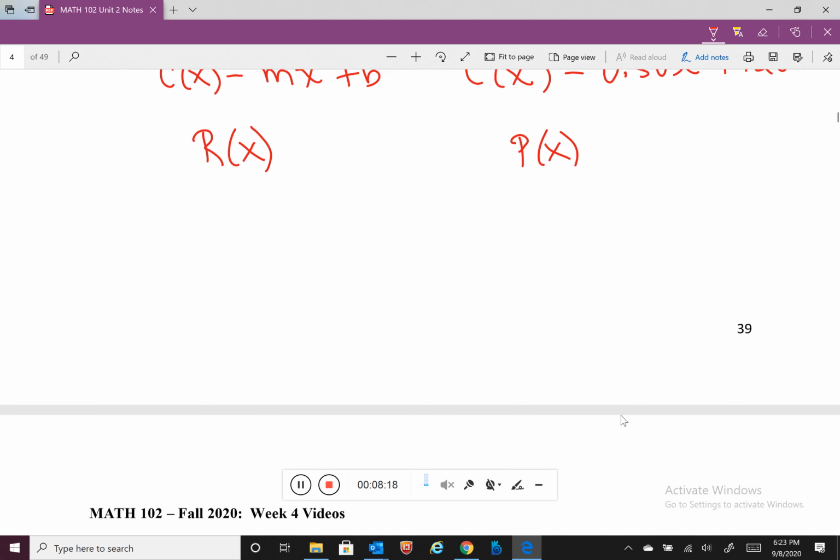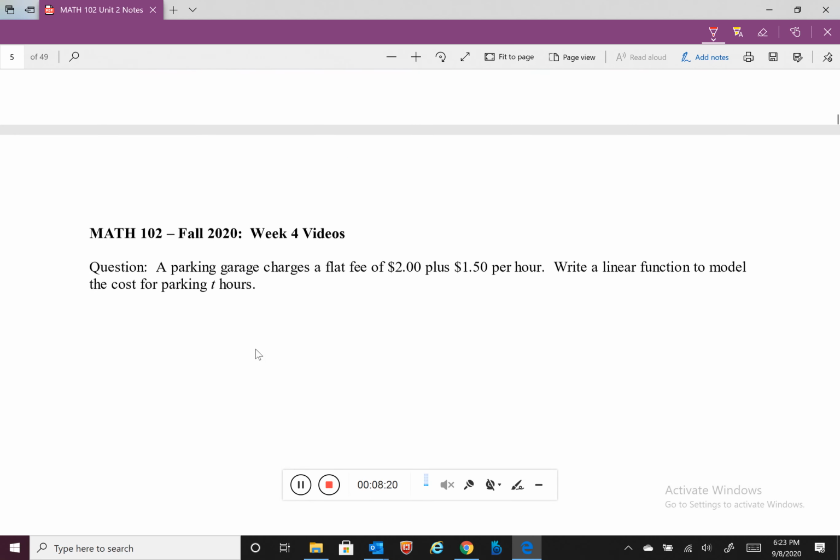All right, so you have one question, and the question is, a parking garage charges a flat fee of $2 plus $1.50 per hour. And I want you to write a linear function to model the cost for parking T hours. So make sure that when you write your function, you use proper function notation. And I'm asking you to please use the variable T.